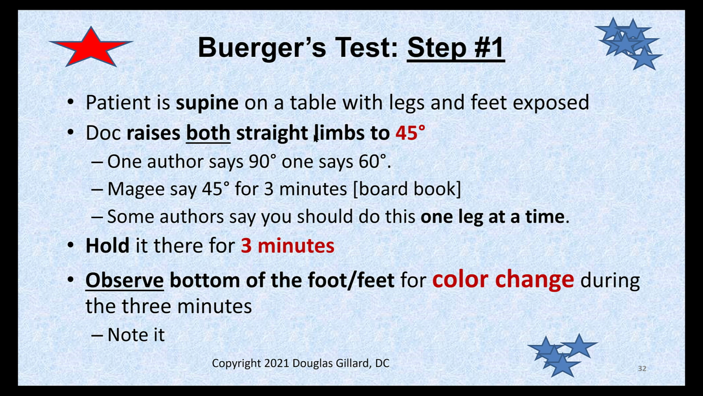So Buerger's test is another kind of straight-leg raise test. The patient is supine on the table, and you lift both of the legs up to 45 degrees. You take the shoes and socks off, lift them up, and watch what happens. Normally what happens is the feet might get a little bit white, not crazy white though. Maybe those veins that we saw in that other picture, they collapse because now you have gravity pushing against the arterial blood flow.